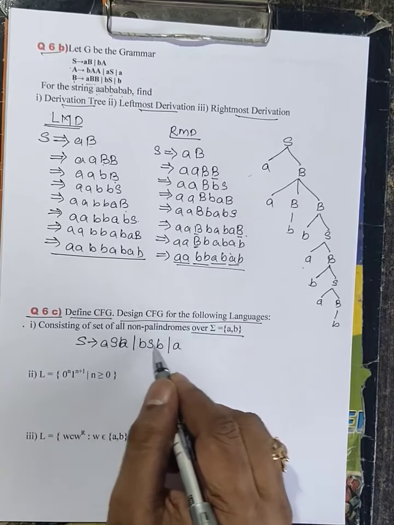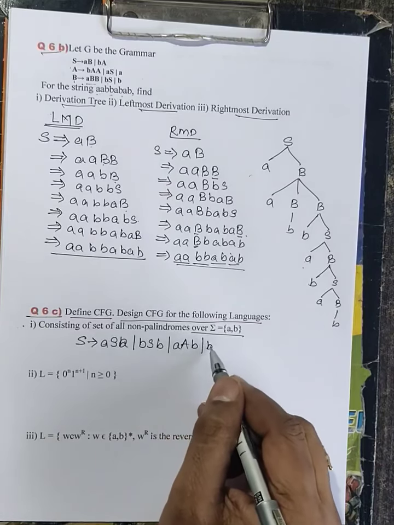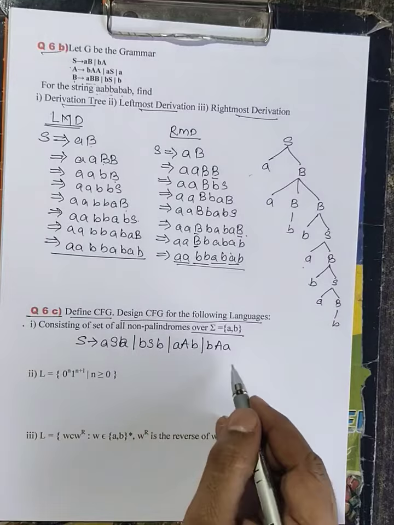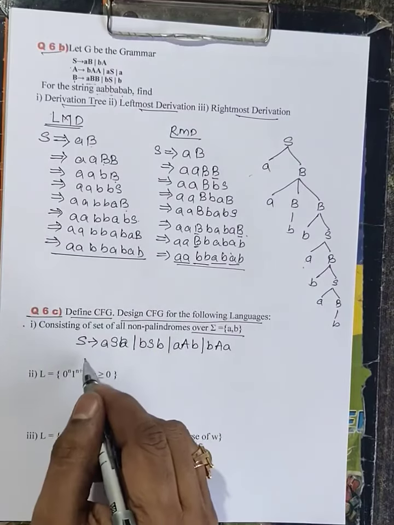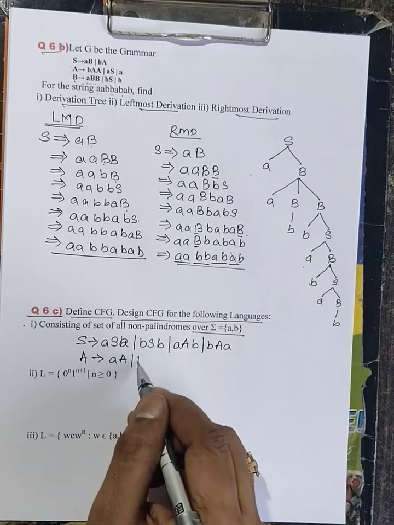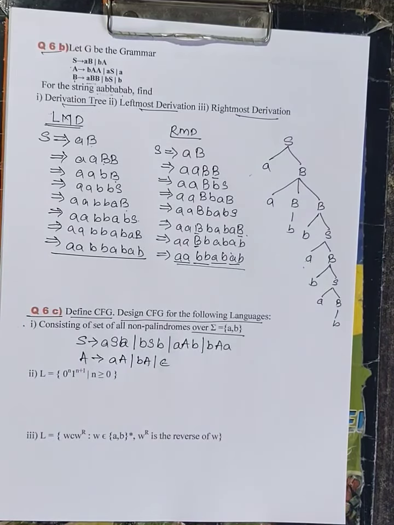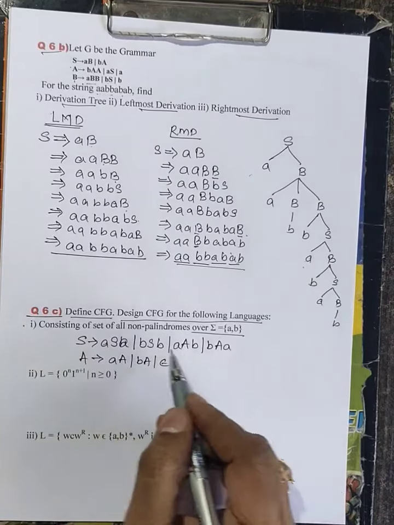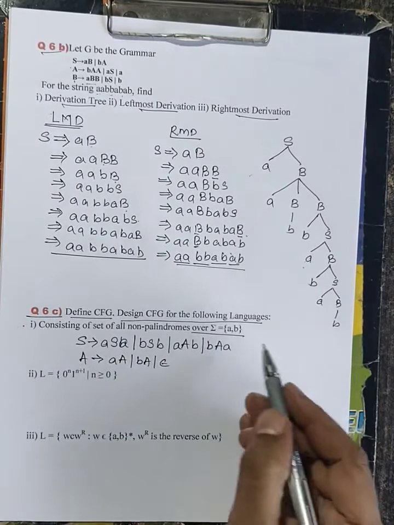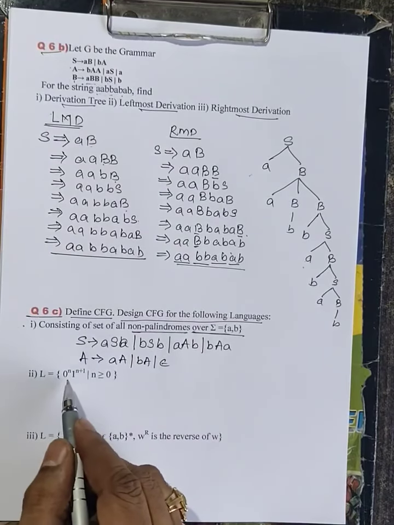Here you can take a new variable A, B or BA. Then what is A? A produces AA or BA or epsilon. This is palindrome. Whatever string we generate from here, from left and right we cannot read it the same. That is a non-palindrome.